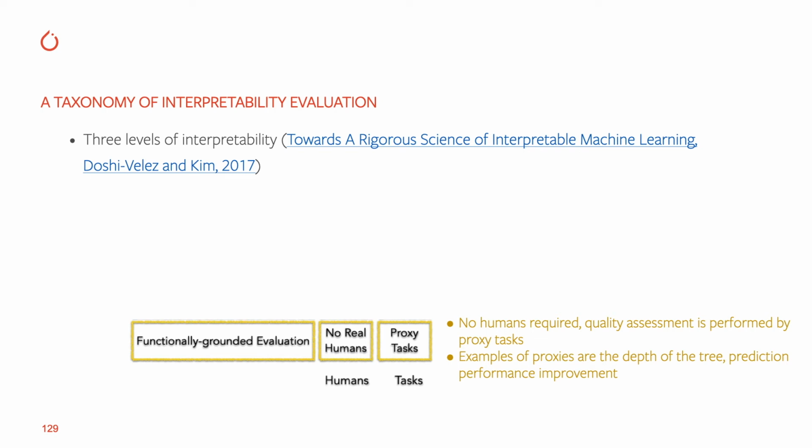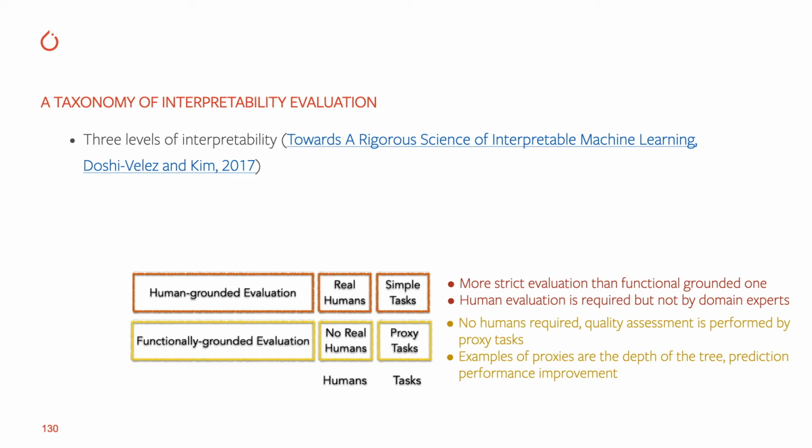In the bottom of our taxonomy, we have functionally grounded evaluation. This type of evaluation doesn't require any human involvement. Quality assessment is performed by a proxy task, which is an automatic evaluation based on a software. Examples of such evaluation can be quantifying the depth of the tree or performance improvements for the interpretable model. Identifying good proxy tasks can be very challenging and is still an open field of research.